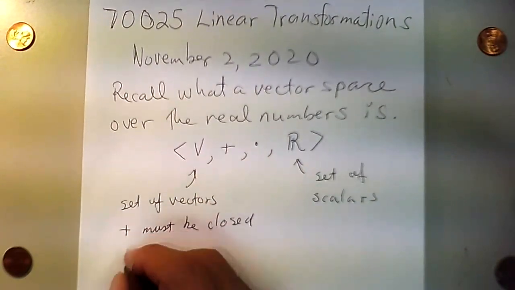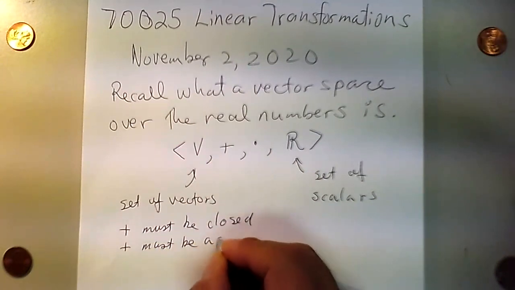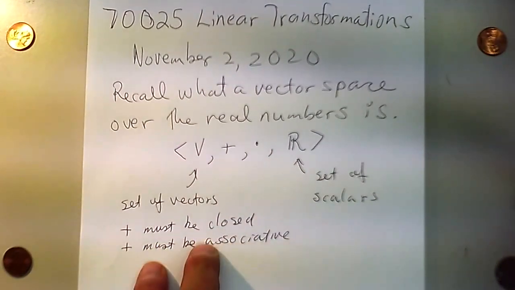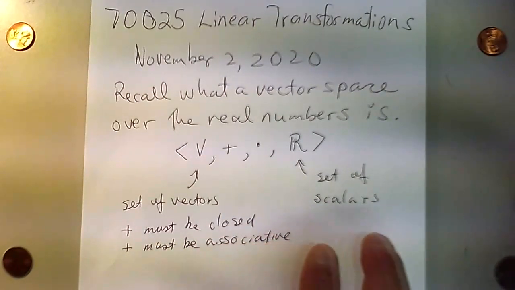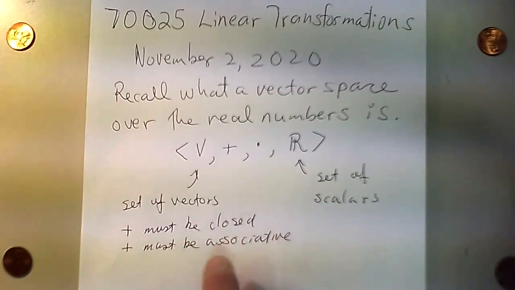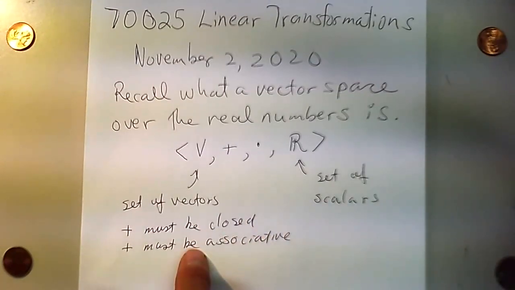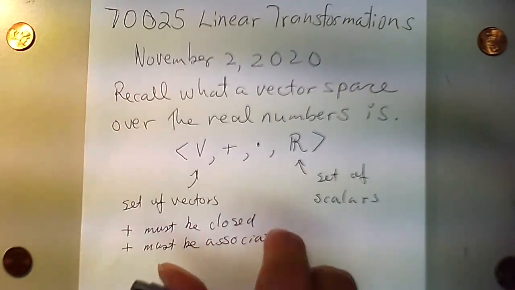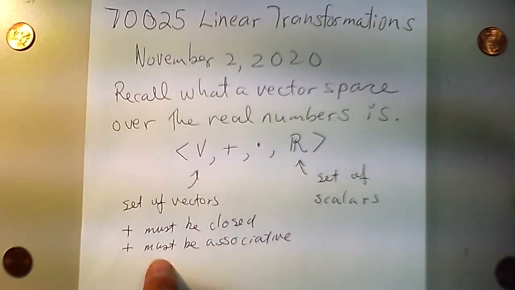The addition should be associative, must be associative. So that means if we add two and then add a third one after adding the first two, if we group the vectors differently, add the last two first, and then the first one added to the sum of the last two, it doesn't matter which way we do the addition, the result is going to be the same. So that's what we mean by associative.